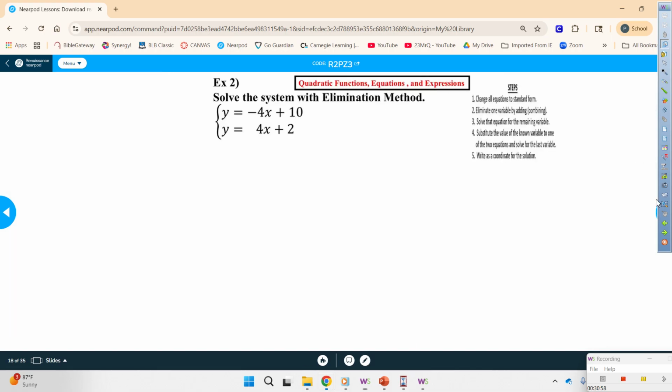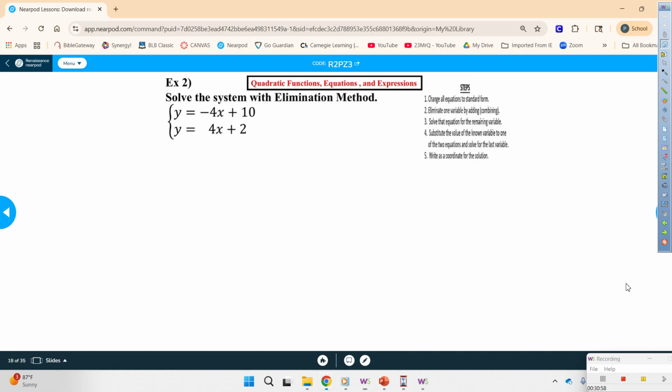All right. Copy this one. Example number 2. Y equals negative 4x plus 10, and y equals 4x plus 2. I'm going to give you a head start for that one. You should be able to do that one by yourself completely. Very similar to the one we just did. Copy and go.